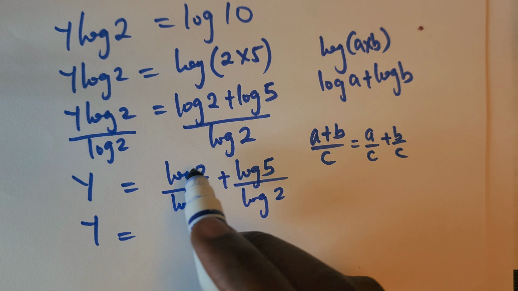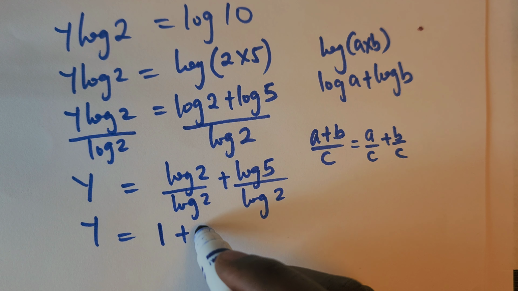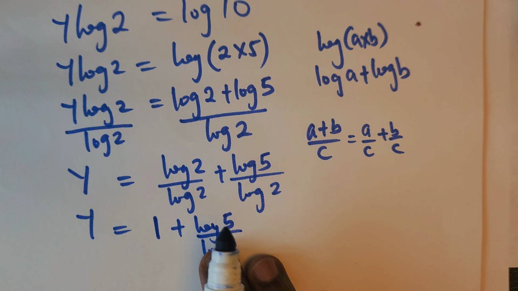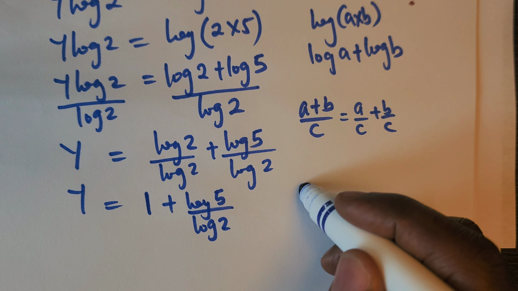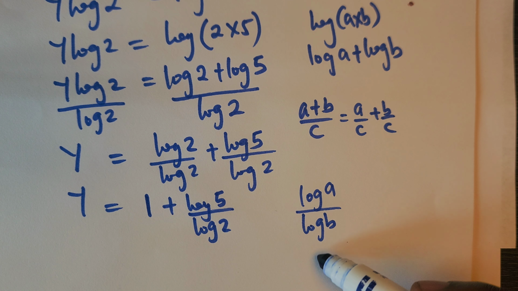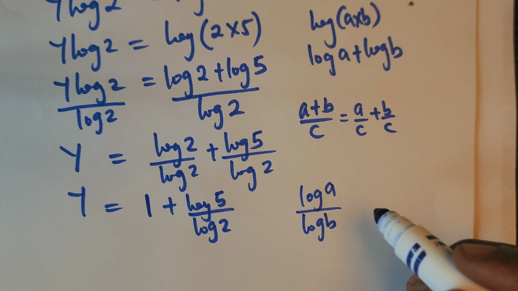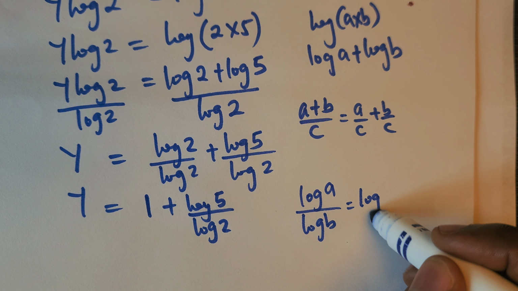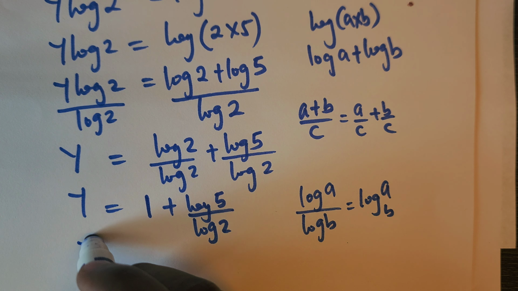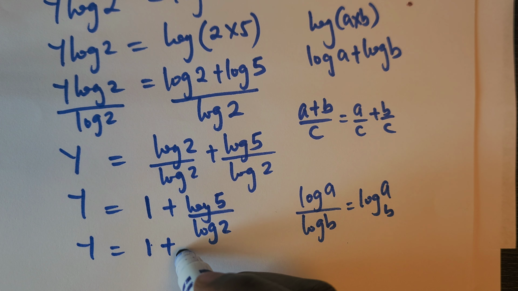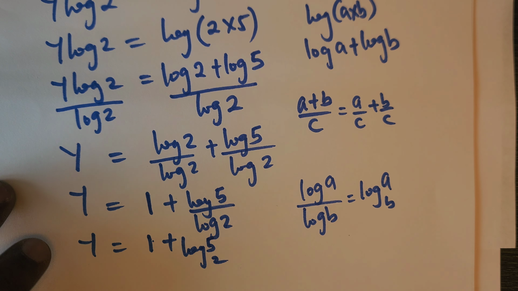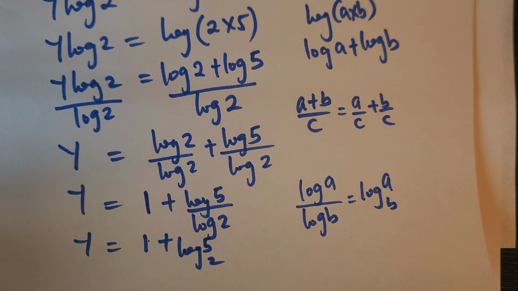So here my y is going to be log 2 divided by log 2, which is 1, plus log 5 divided by log 2. Also, mathematically, if you have log a over log b, and both of them have the same base, it is mathematically correct for you to say this is log a base b. So here, my y is going to be 1 plus log 5 base 2. Now, this is what I've gotten to be the value of my y.